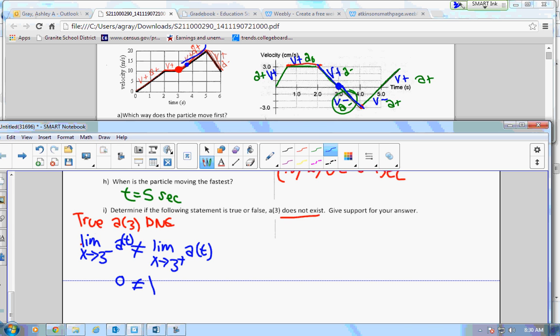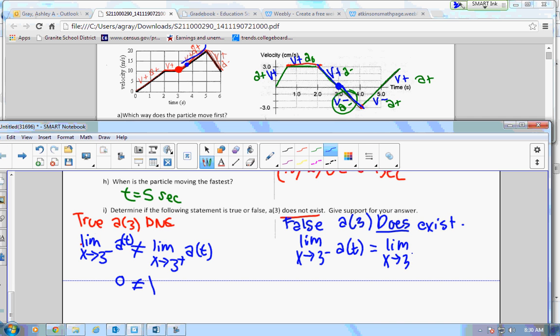So, true or false, a of 3 does not exist. False. And you have to say a of 3 does exist. And we can prove that because the limit as we approach 3 from the left of a of t equals the limit as t approaches 3 from the right of a of t, because I think we said it was 3 equals 3.